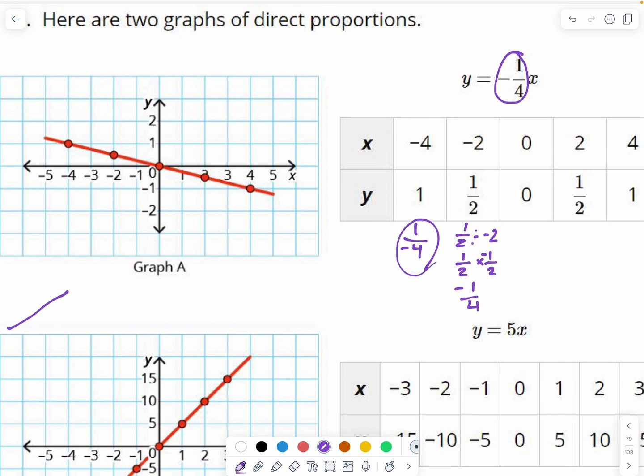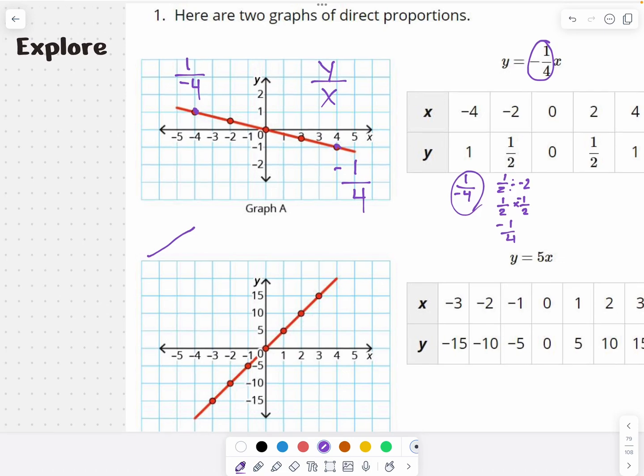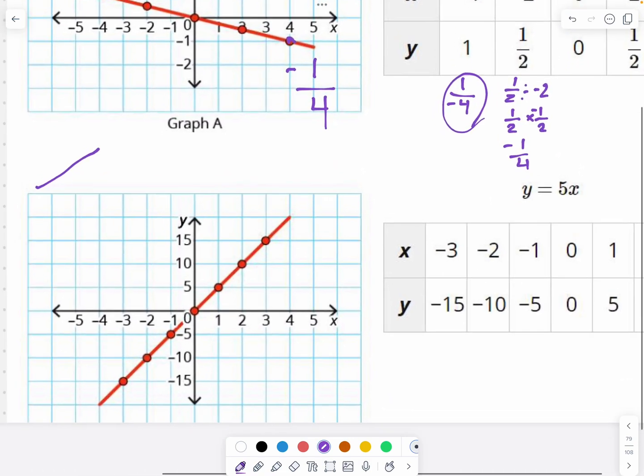How could I get that from a graph? The same way. Find a y value and divide by the x value from that coordinate. So if I look at this coordinate over here, the y value is 1. The x value is -4. If I pick this coordinate, the y value is -1. The x value is 4. So I can get that constant of proportionality all three ways.